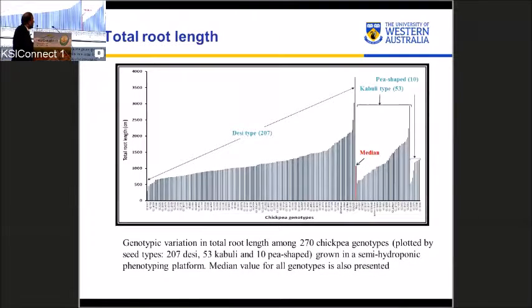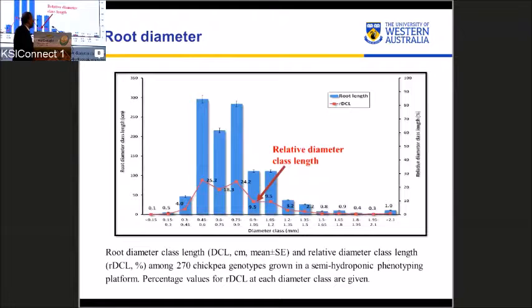I'm not going to show all the data, but the total root length is very important. You can see the variation in the desi collection, 207 accessions, from about 525 to as high as 3,600 centimeters. The median value is shown here, and in the case of kabuli, which had fewer accessions in the core collection, again significant variation existed. Between desi and kabuli there is the pea-shaped type, with fewer numbers, but again variation was available. We also looked at root diameter class, length in centimeters, and relative diameter class, and you can see some sort of distribution here. The main point is that tremendous variation exists within the core collection for that trait as well.